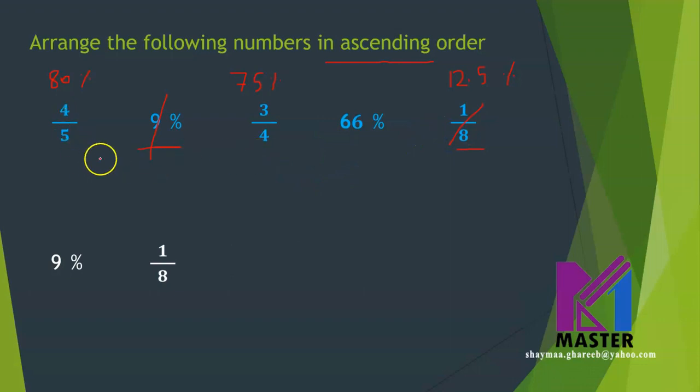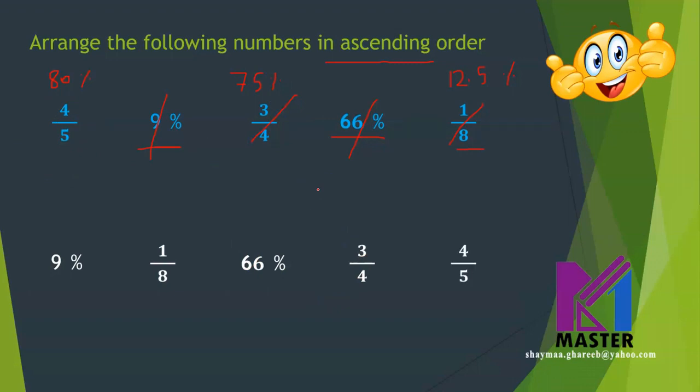Then I have 80%, 75%, and 66%. So of course, the smallest one is the 66%. I will cross it out, then I will look which one is the smallest, it is the 3/4, which is the 75%. So I will write 3/4. And the biggest one at the end will be the 4/5.